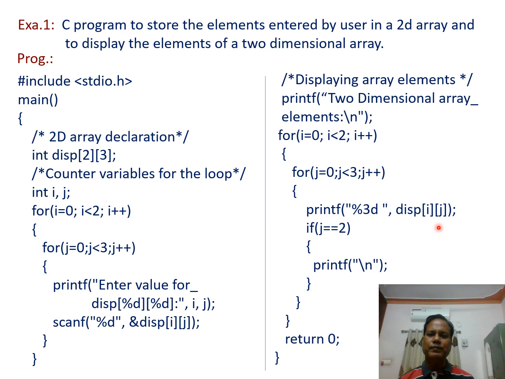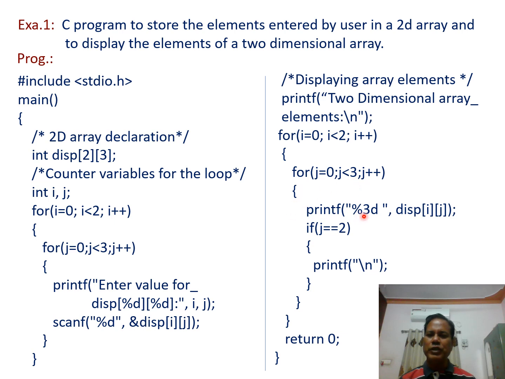Then the next statement is if j equal to 2. Here j is equal to 1, not equal to 2, so this if statement is skipped and the value of j is incremented. This time the value becomes 2, and 2 less than 3, the condition is true.